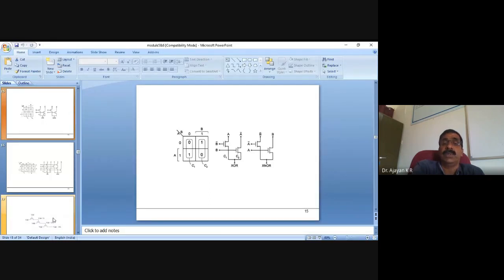So A is equal to 0 means output required is 1 and 0. 1 and 0 means B is equal to 0, output is 1. B is equal to 1, output is 0. That means it is B bar. And A is equal to 1 means output requirement is 0, 1. 0 for B is equal to 0, 1 for B is equal to 1. So it is B, that is an XNOR implementation.